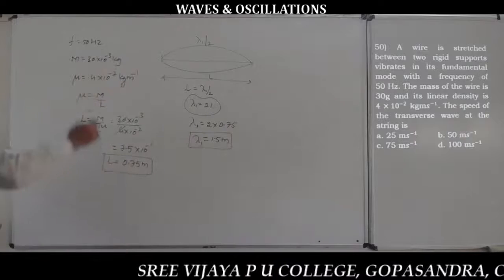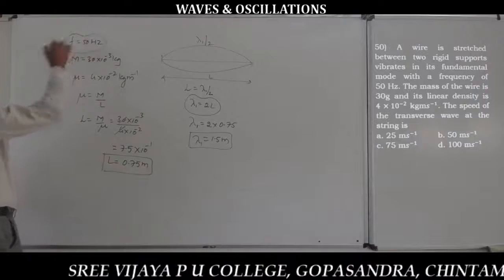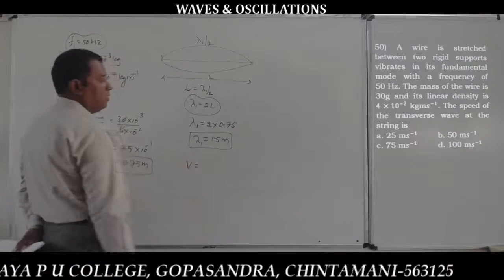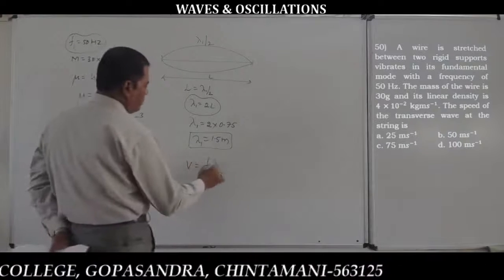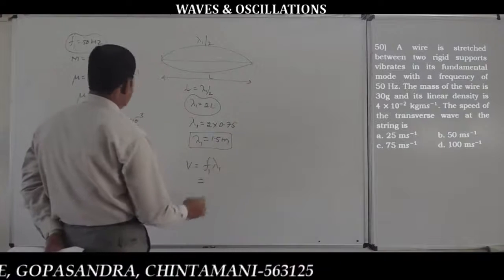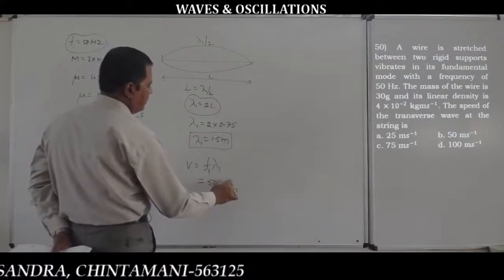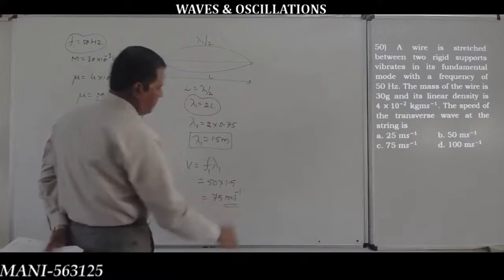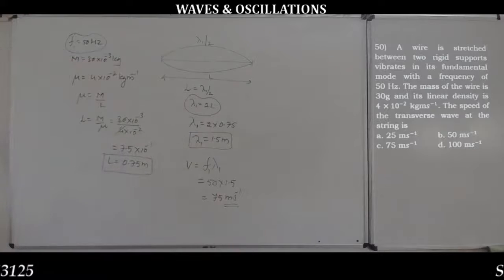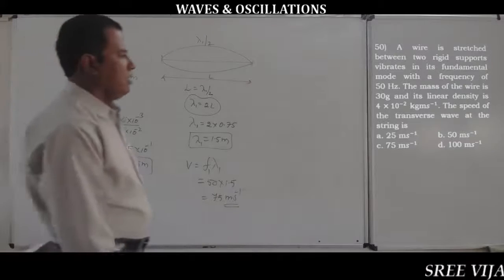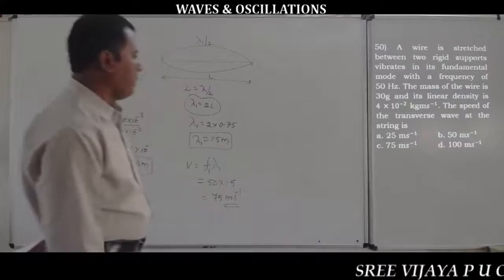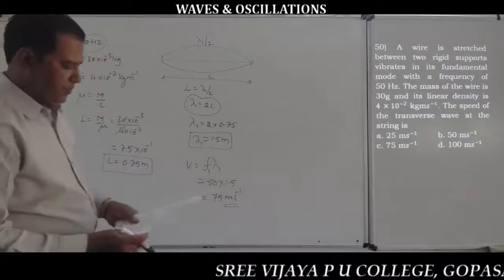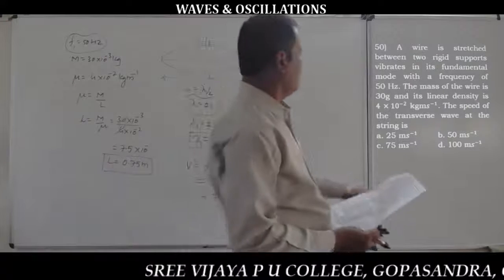And he has given the fundamental frequency, that is 50 Hertz. So now let us find its velocity. V is equal to f1 into lambda 1, 50 into 1.5. We get 75 meter per second. So that is the speed of the transverse wave, 75 meter per second. So it is option C, 75 meter per second.